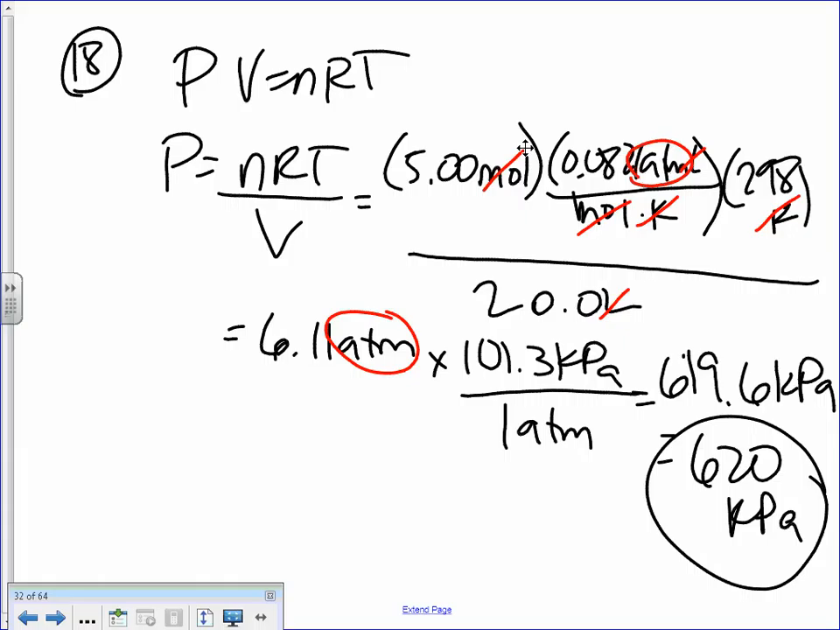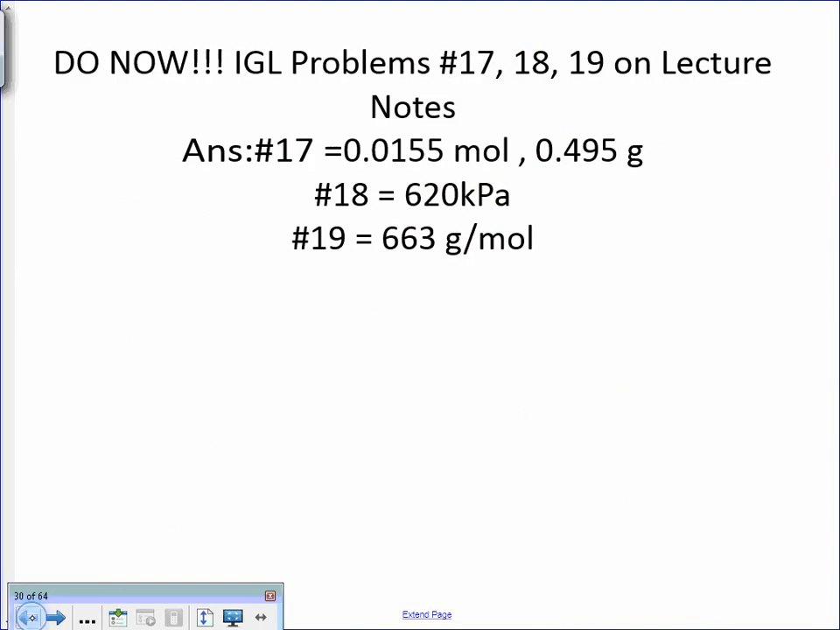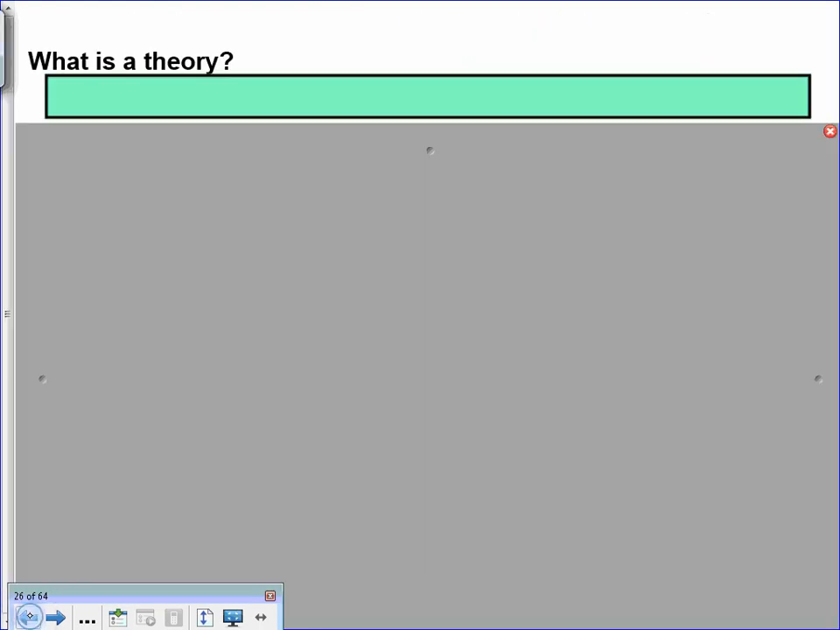Okay, so before I jump into that, though, I need to finish up our kinetic molecular theory, which I just skipped for a second. Okay, so somebody tell me, what is a theory? Why do we have theories? Something that we have evidence for, that explains natural phenomena. It explains the natural phenomena.